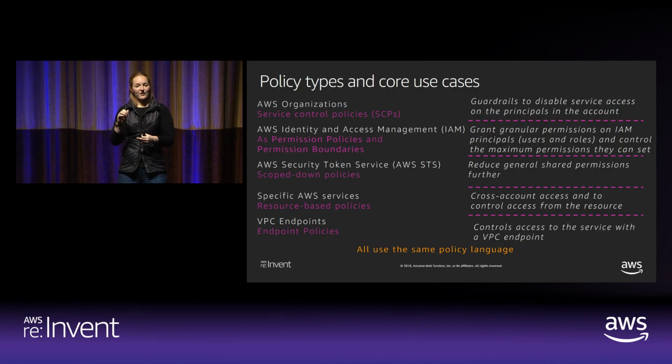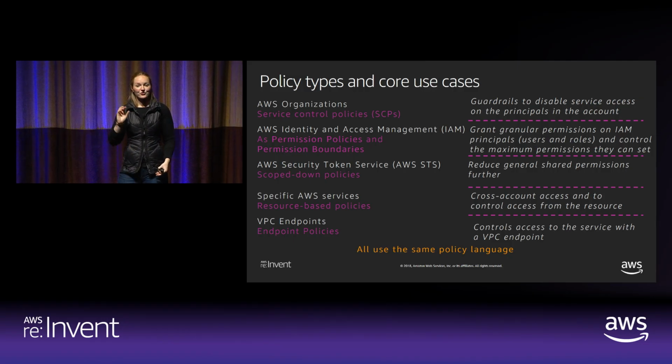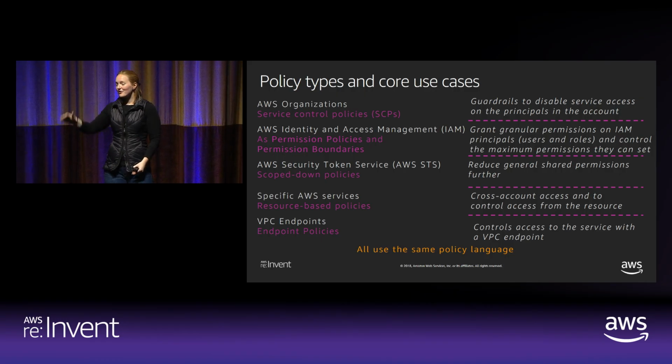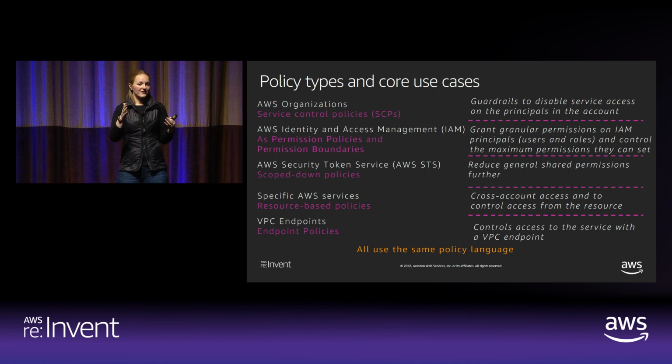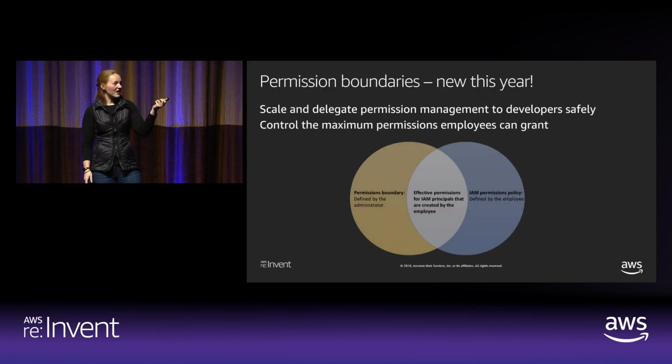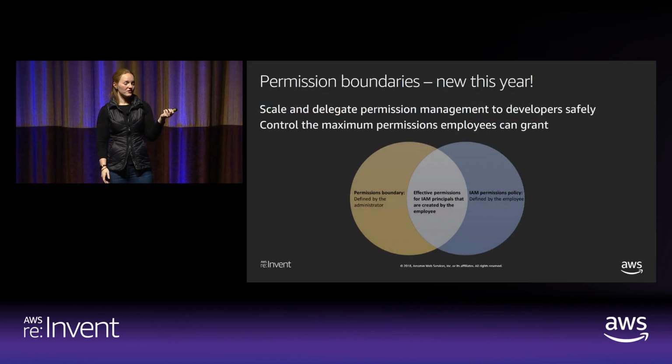Then you also have AWS services that have policy. Who's ever edited a bucket policy? Yes, that is a resource-based policy. And that allows direct cross-account access, and you see that a lot. And then also VPC endpoint policies, that you can control who gets in, who uses the endpoint, and what they can do through it. All right, so I want to talk about permission boundaries just because it's new this year.